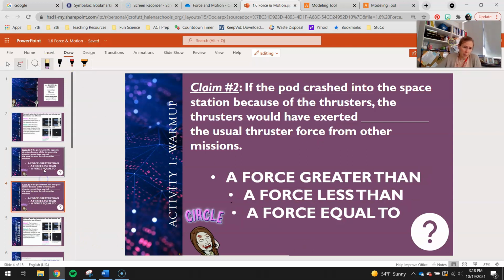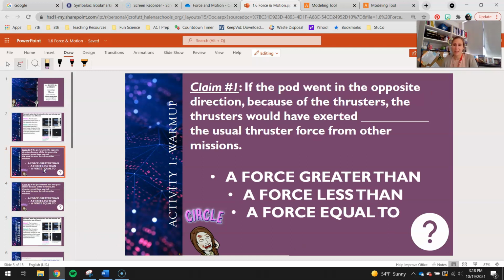All right, with that being said, once you are done answering the question, let's talk about those. In claim 1, if the pod went in the opposite direction because the thrusters would have exerted blank, either a greater, a less than, or a force equal to the usual thruster force. If our object is moving at a medium speed and we want it to stop, think about which direction our force would need to be and how big it would need to be. If this pod just stopped and turned around and moved in the other direction without even coming in contact with the space station, that force should have been greater than normal.